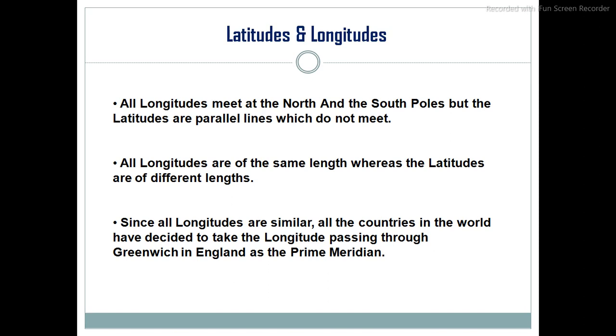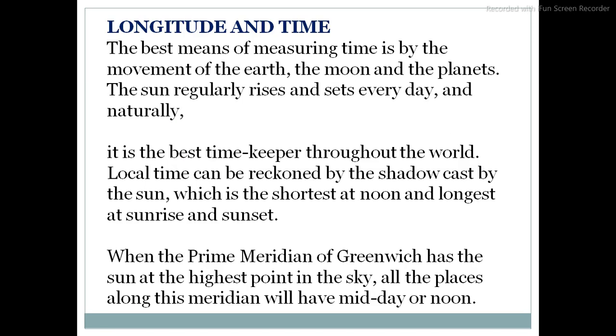As you are all visualizing the slides in the video as well as in the PPT, please observe. Now we are going to see time and longitude. Here we are observing that the best means of measuring time is by the movement of the earth, the moon, the planets and the sun, which regularly rise and set every day, and naturally it is the best timekeeper throughout the world. Local time can be denoted by the shadow cast by the sun, which is the shortest at noon and the longest at sunrise and sunset.